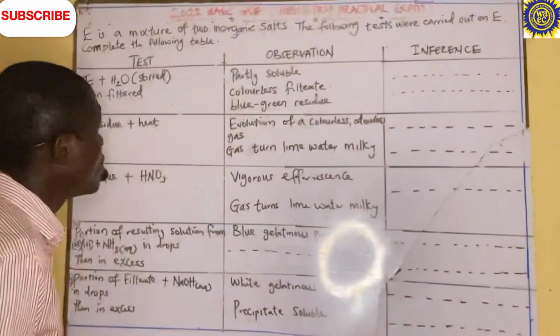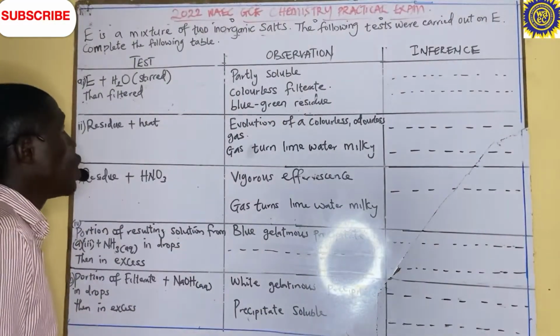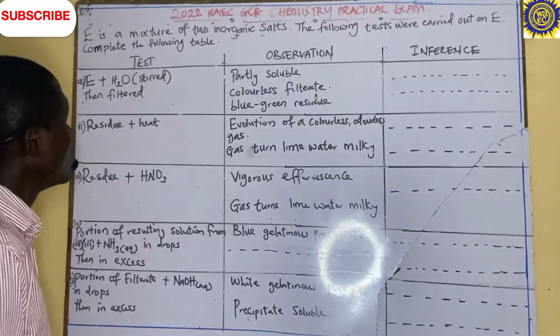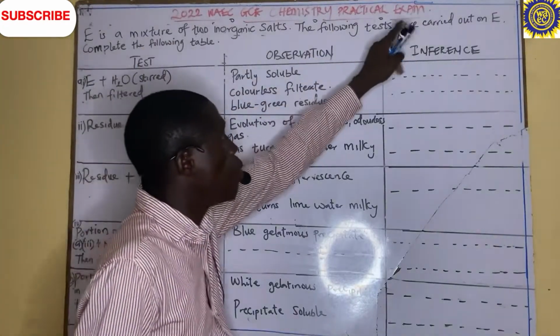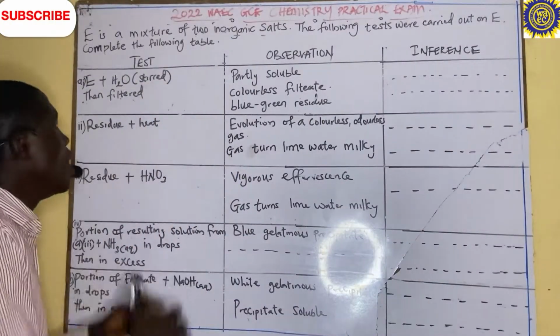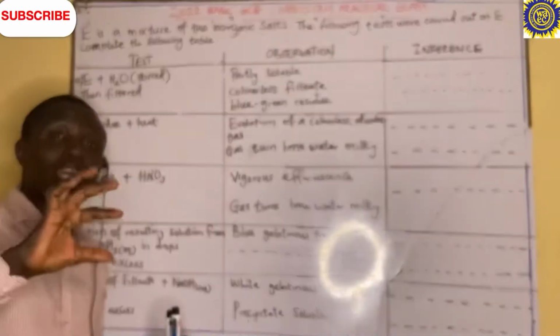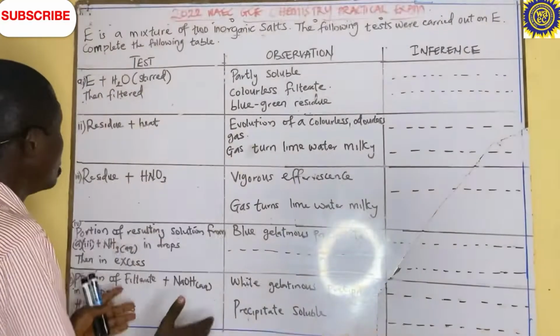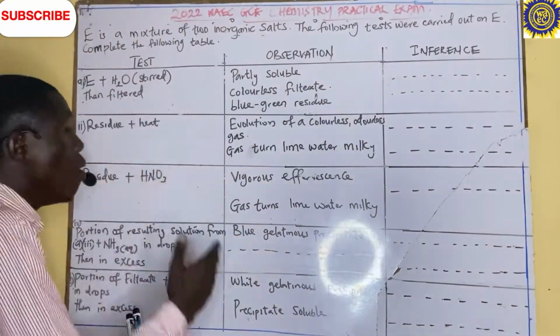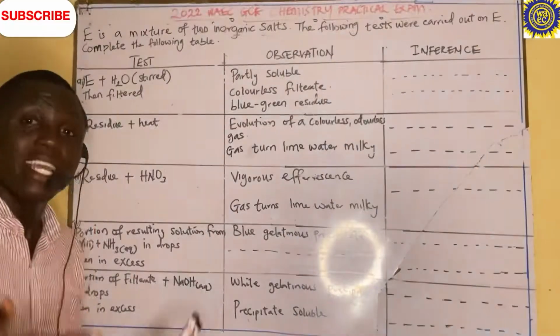And here is a question before us. E is a mixture of 2 inorganic salts. Note that the following tests were carried out on E. Complete the following table. Now, we are told that E is a mixture of 2 inorganic salts. That is, E contains 2 salts, and these 2 salts are inorganic. And the following experiments were carried out to know what E is made of.